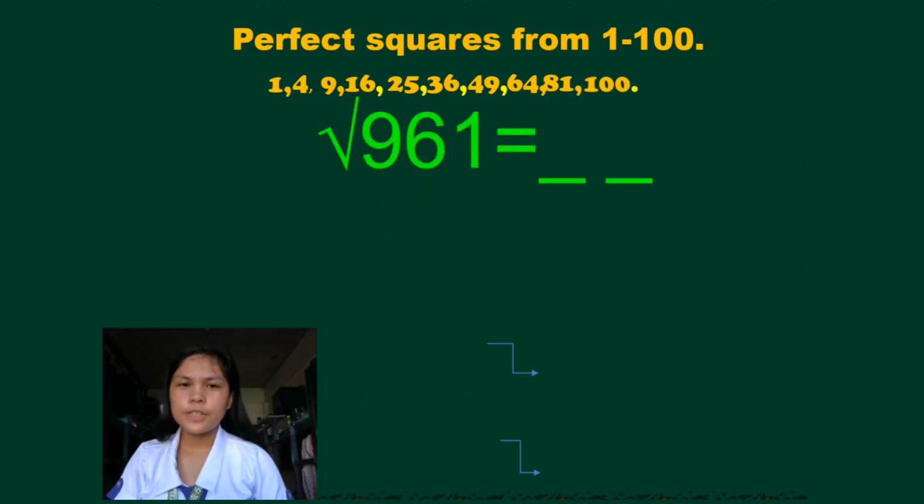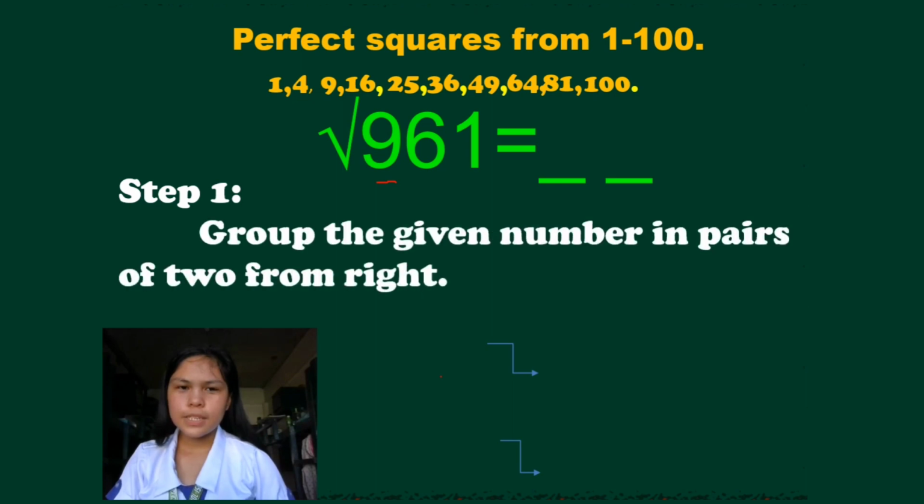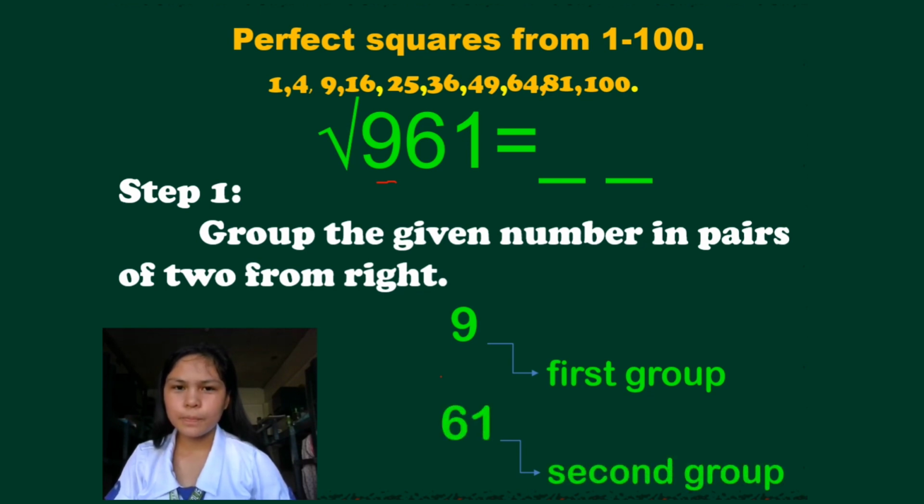So we have our first example, square root of 961. So how do we find its square root? So first step is we have to group the given number in pairs of 2 from right. So from right here, we have our first group, which is 9. So 9 is our first group and 61 is our second group.